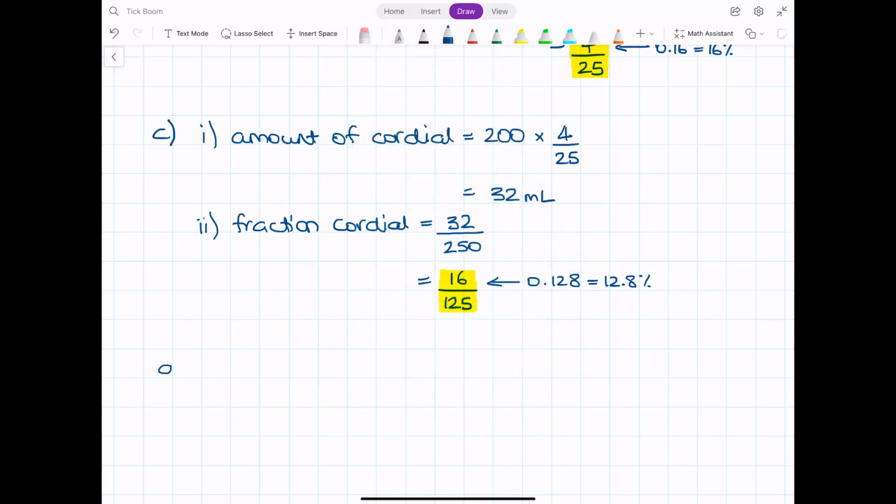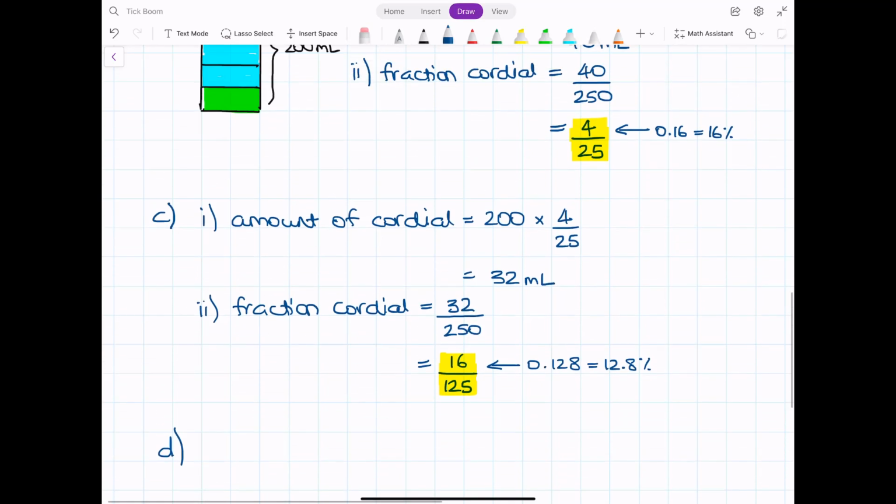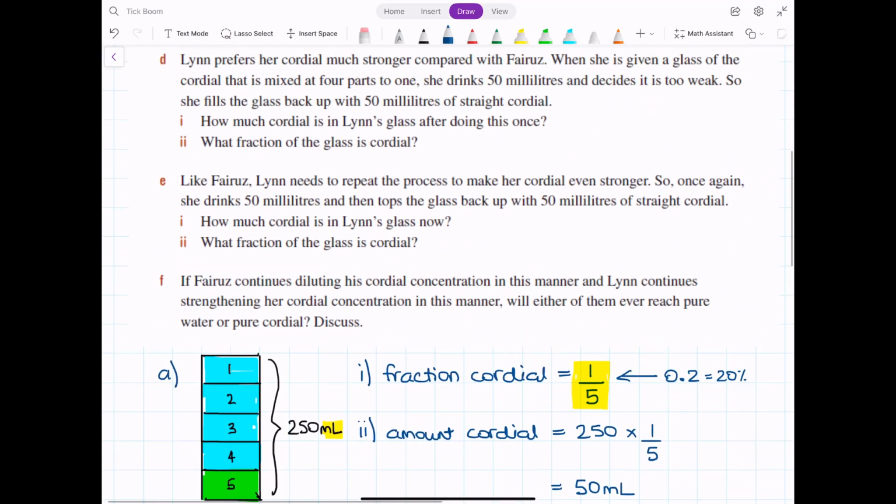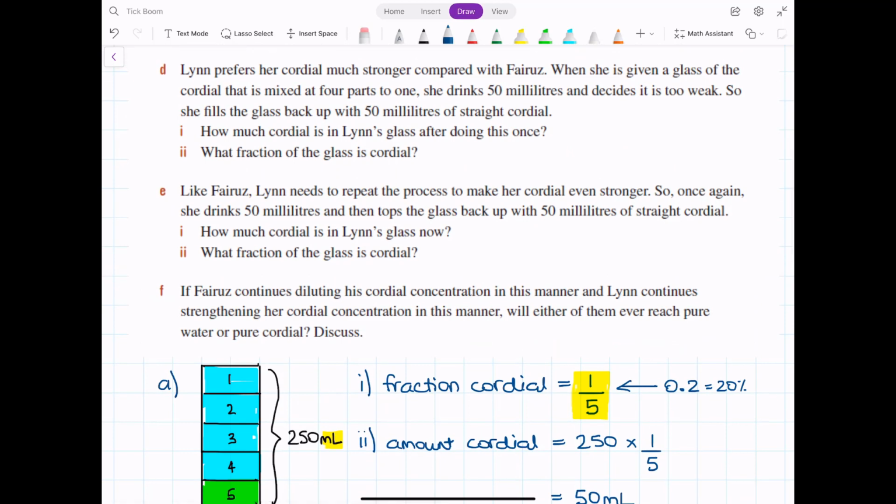So part D. Let's go up and read what that is. Part D says, Lynn, so we have a new person now, prefers her cordial much stronger compared with Firuz. When she is given a glass of the cordial that is mixed at 4 parts to 1, she drinks 50 milliliters and decides it is too weak. So she fills the glass back up with 50 milliliters of straight cordial. So here we've got drinking 50 milliliters of the mixture and then replacing that with 50 milliliters of cordial.